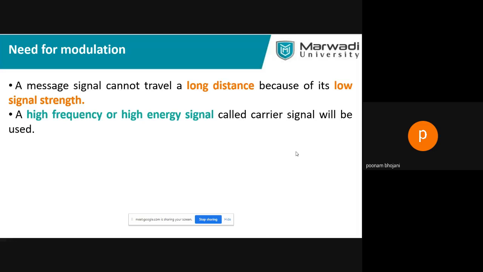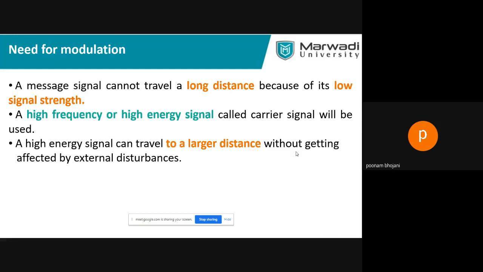A high frequency or high energy signal, which is called the carrier signal, will be used for the modulation. Carrier means, as I told you multiple times, that which will carry the signal. So here the carrier signal, which is of very high frequency compared to the message signal, will carry your message signal throughout the channel.